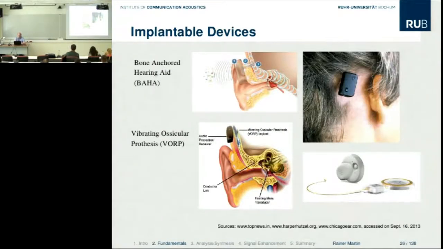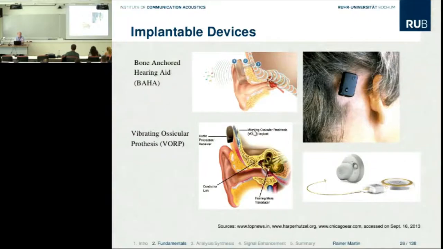Okay, so hearing aids, and I would like to slightly extend this also to implantable devices, simply to show the full range of possibilities. There are so-called bone-anchored hearing aids. A screw is implanted into your skull behind your ear, and then a vibrating device is attached to it, using essentially the effects of bone conduction. That's a typical measure when you have a conductive hearing loss. So here, this is how it looks.